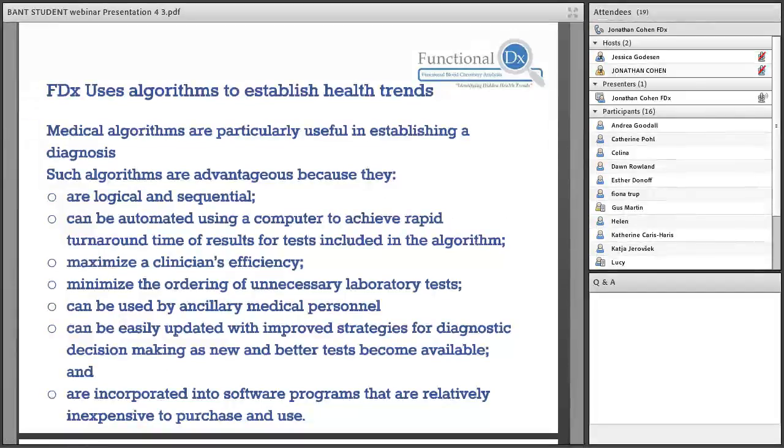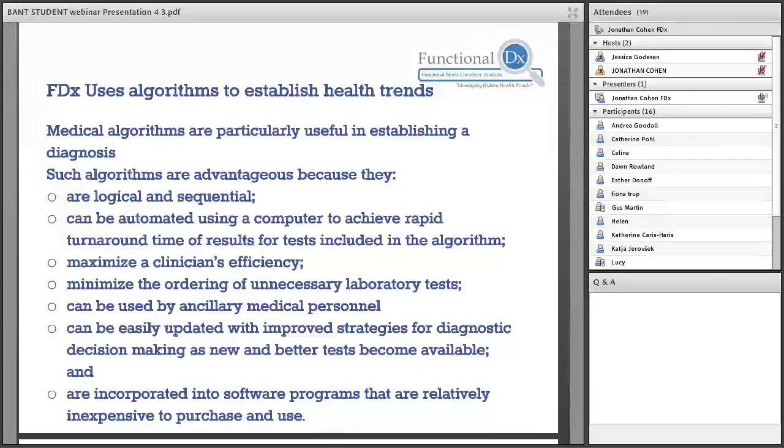Well, functional diagnostics, or FDX, uses algorithms to establish health trends. And he goes on to say that medical algorithms are particularly useful in establishing diagnosis because they're logical, they're sequential. They can be automated, which FDX does, because it uses a computer to achieve rapid turnaround time of results for tests. Maximize a clinician's efficiency, because you now can be really focusing on what's in front of you.